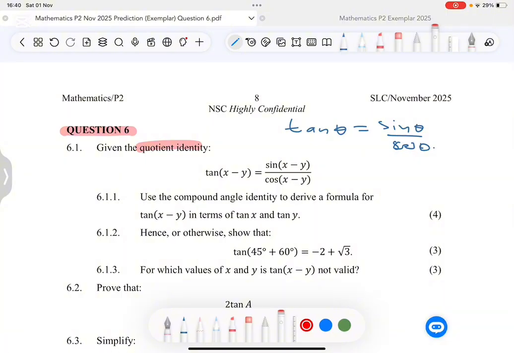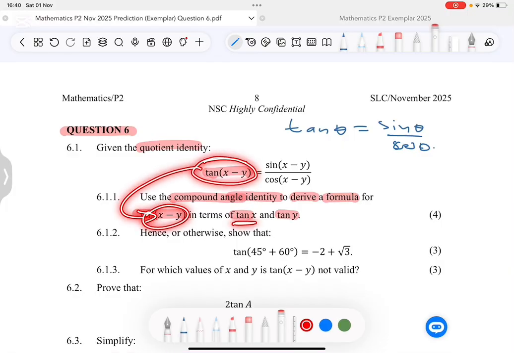Now under 6.1 they say here use the compound angle identity to derive a formula for this tan(x - y) in terms of x and y. So what we're going to do here, we're going to use a compound angle identity. We are being instructed, they tell us where we should start and what we should do. And the idea is that we have to simplify this so that it's only written in terms of tan x and tan y, because here you can see it's written in terms of cosine and sine. So we need to change that.